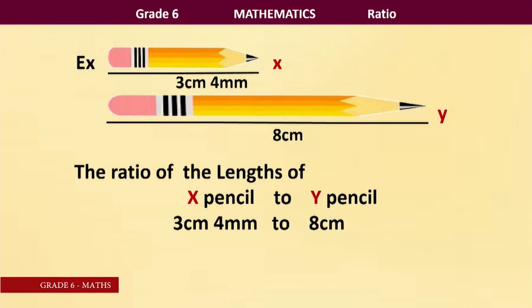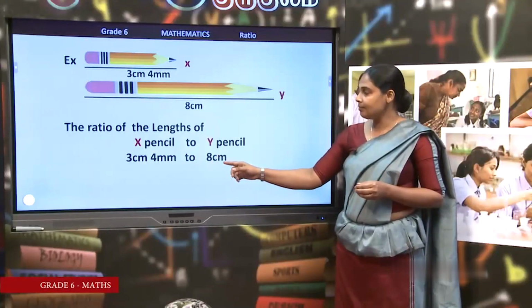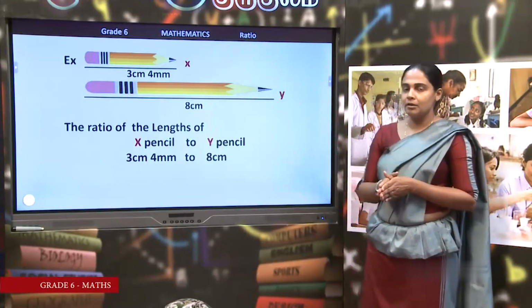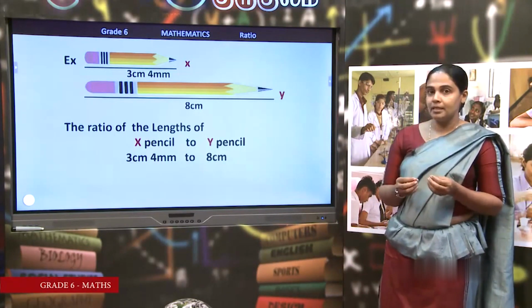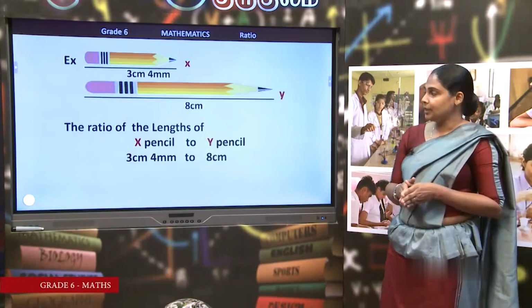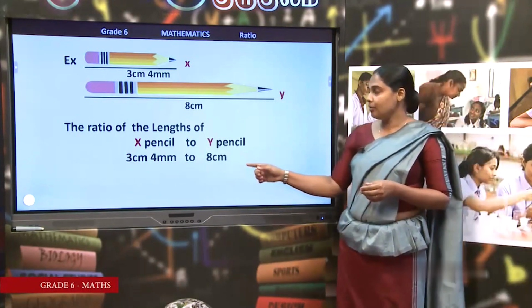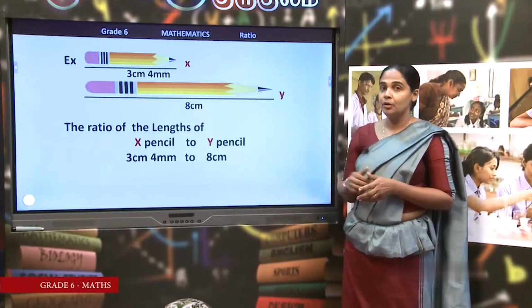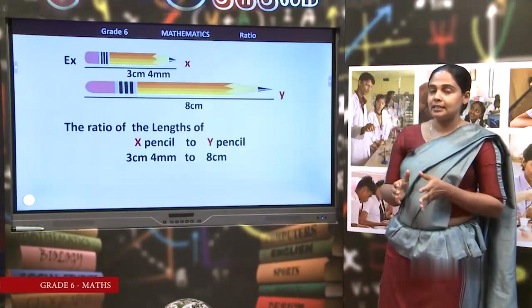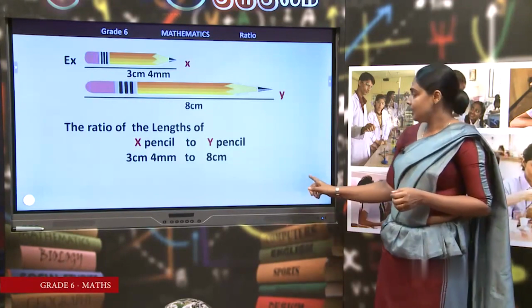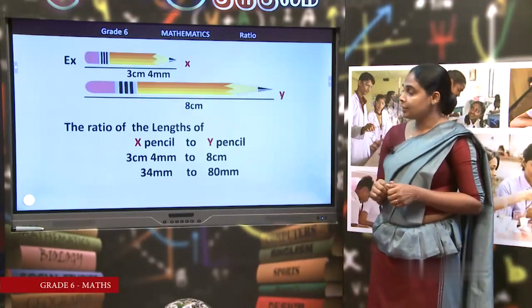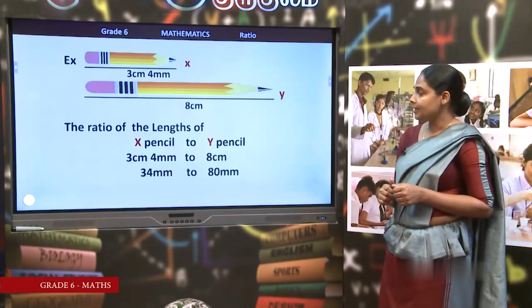Then we can write down the ratio, but both are in different units, centimeter and millimeter. But you know how to convert centimeters or millimeters into another unit. Here we convert both into millimeters. 3 centimeters is written as 30 millimeters. Then 34 millimeter to 80 millimeter.